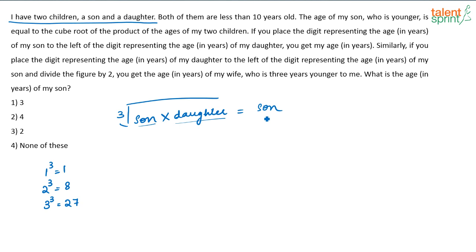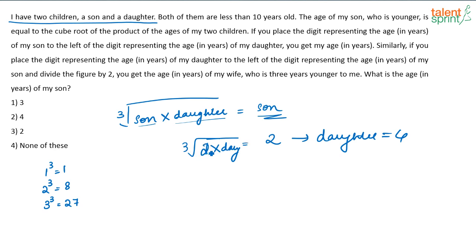Remember, the age of the son has to be the cube root of a number. So, what can be the ages of the son? Put a trial and error and see. Definitely the age of the son can't be 1. If the age of the son is 1, then this is cube root of 1, which means the son and the daughter should have the same age, which is not possible. The next possibility can be that the age of the son is 2 years. Then the daughter here has to be 4 years old, because only then the cube root of 8 gives you 2. So, this is one possibility.